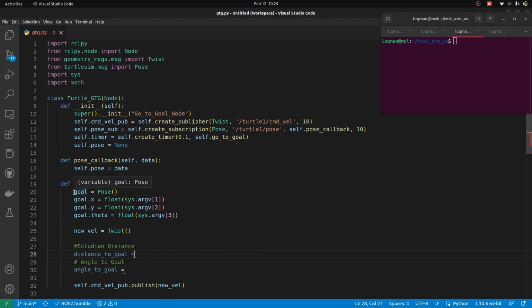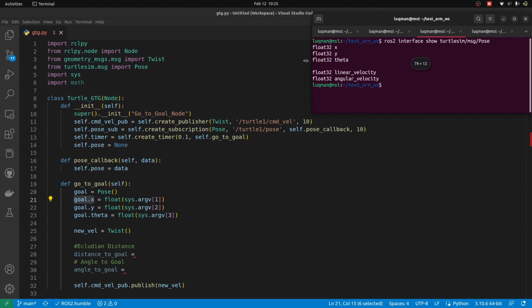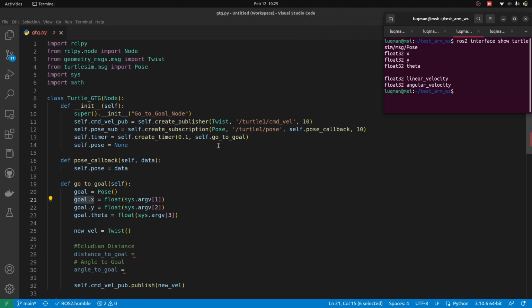As far as the input is concerned, this goal X and goal Y are from this specific message, which is of turtlesim message pose message, which contains 5 fields. You can see X, Y and theta. There are linear and angular velocity, but we are not using them. For now, just stick with these as X2. Goal is our X2 and robot's current position, which is coming from this callback function, it is x1.